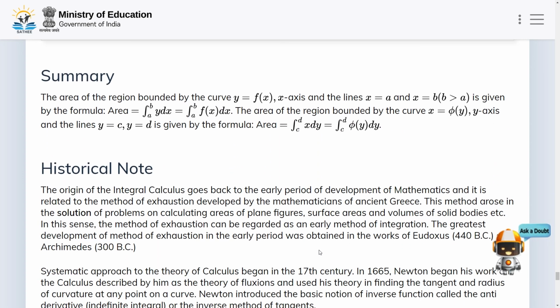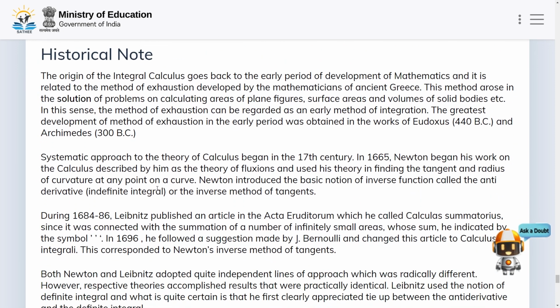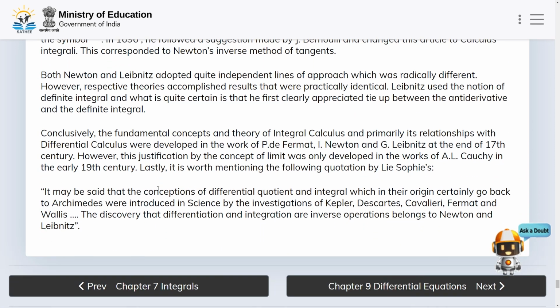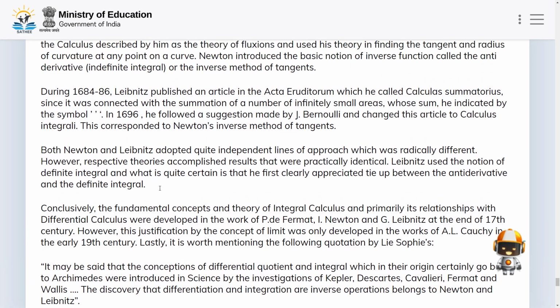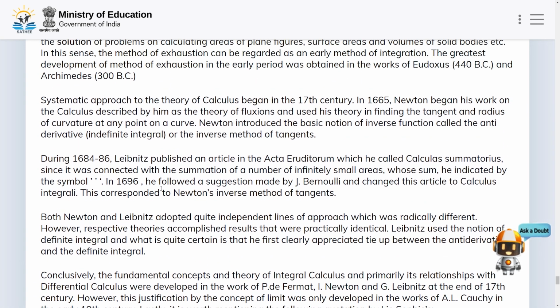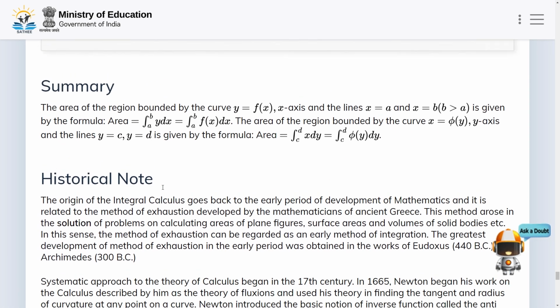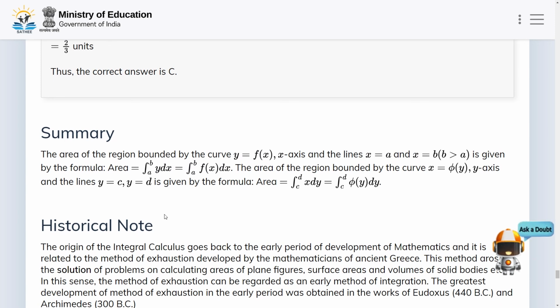You can also refer to these historical notes if you want to know where this integral calculus originated, who originated it, and who developed it further. Clear? I am leaving this whole history for your curiosity. Please read it, and it will satisfy your curiosity.